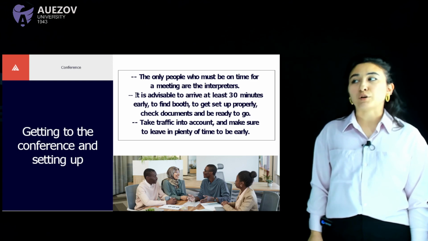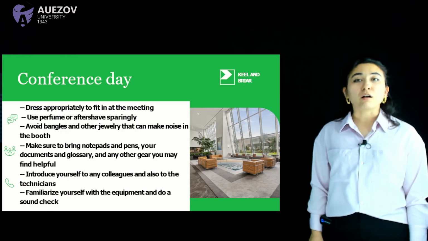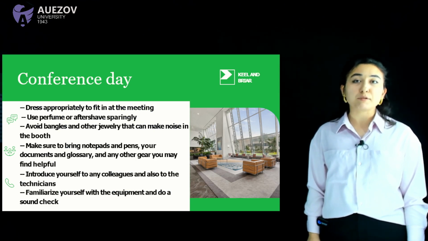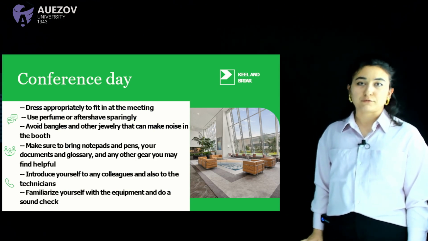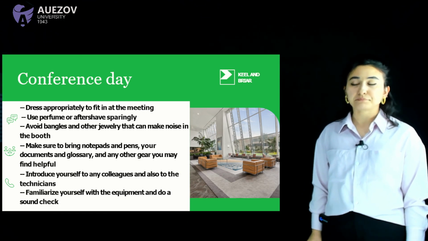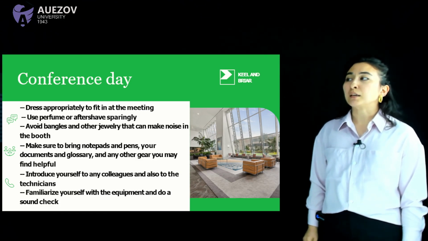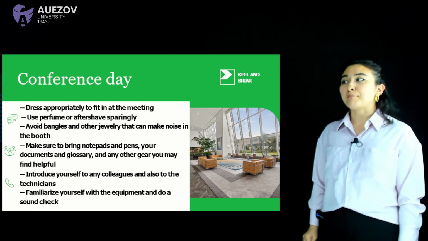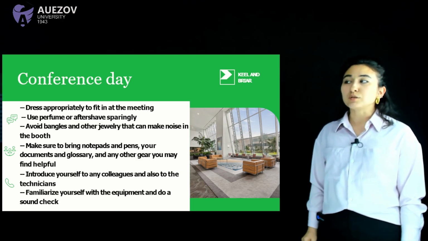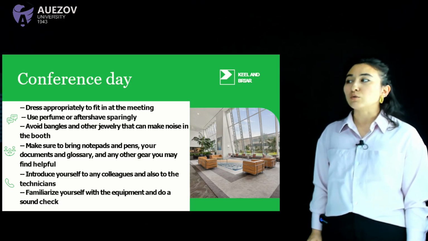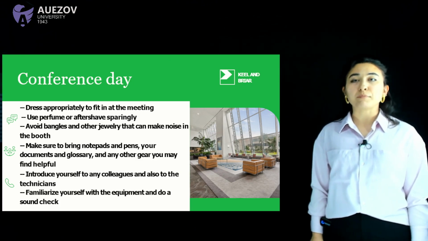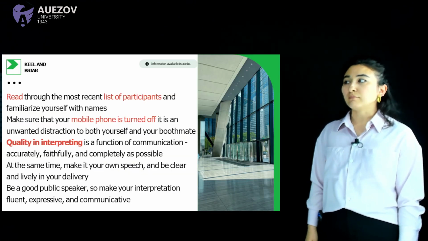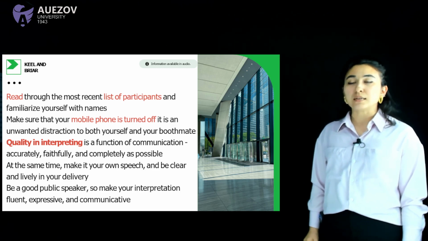and he should be ready to go. Next, on the conference day, the task of the interpreter is to prepare the preparation. He should, first of all, dress appropriately to fit at the meeting, use perfume or aftershave sparingly, and avoid bangles. Introduce yourself to any colleagues and also to the technicians, so he should familiarize with the people and with technical equipment. So what is quality in interpreting?